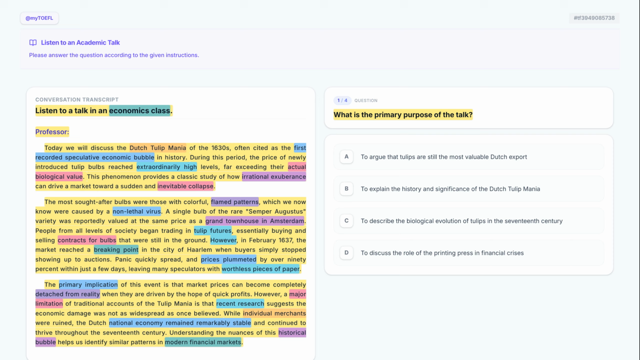This is a gist purpose question asking for the primary purpose of the lecture. We need to find the option that covers the whole scope, from the rise to the fall, and the historical significance.